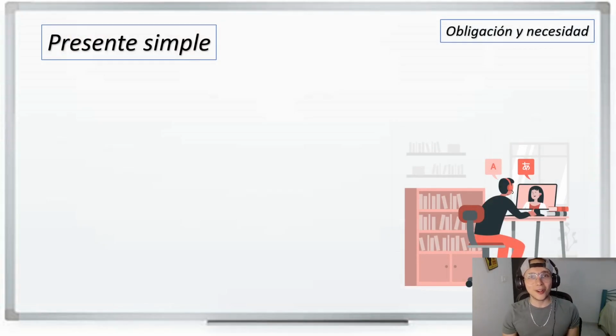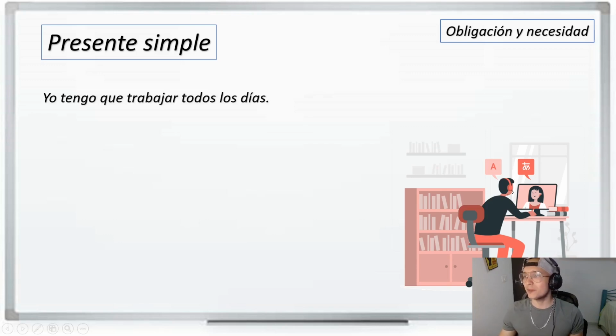So here we are in the whiteboard, and we're going to be looking at some examples of obligations and necessities in Spanish, okay? So let's take a look at the first example. Yo tengo que trabajar todos los días. One more time. Yo tengo que trabajar todos los días. Remember to be repeating the phrases after me, okay?